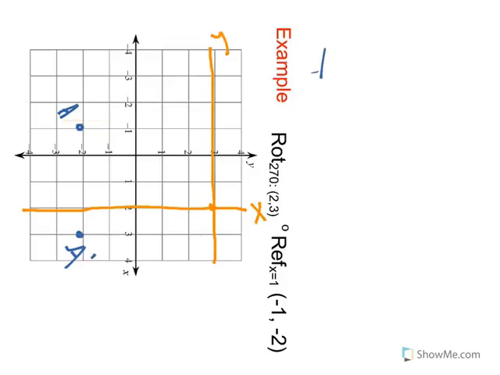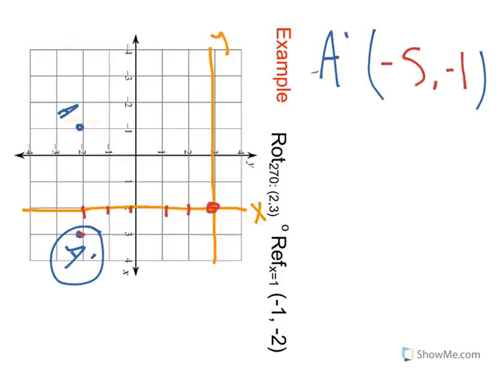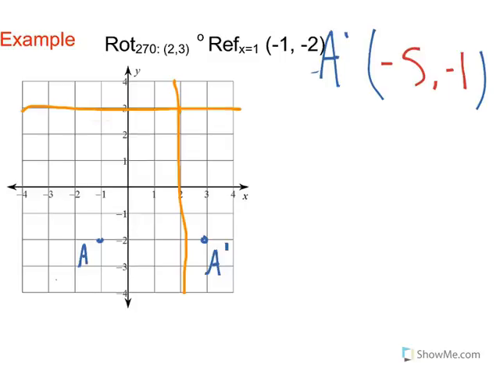So I want to write down what my coordinates are of our A prime point. So acting as though this is 0, 0, this will be 1, 2, 3, 4, 5. So I'm at negative 5, and then down 1, so that would be a negative 1. So now that I have that coordinate, I'm going to rotate my picture back to how it should be. And now once again, acting as though this is 0, 0, I'm going to plot that point. 1, 2, 3, 4, 5. So I'm at negative 5, and then go down 1. So that would be our A double prime.